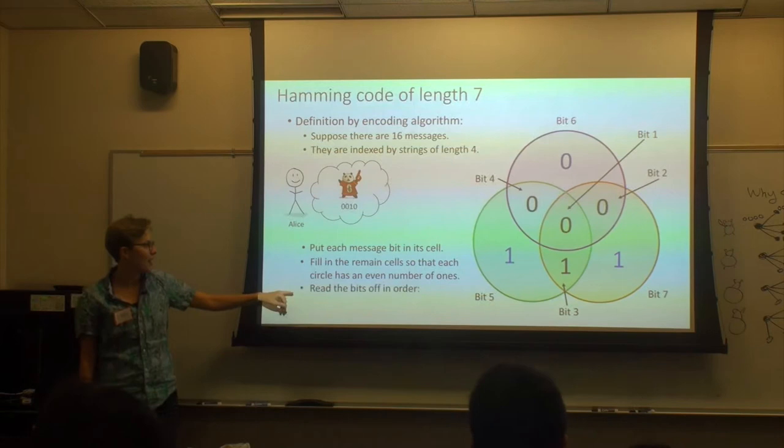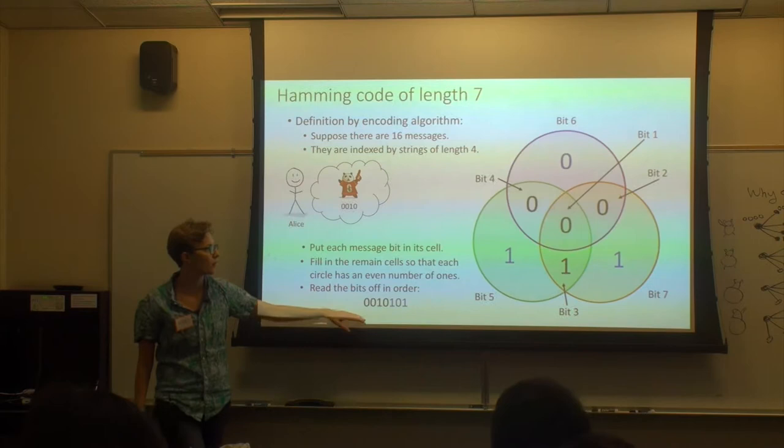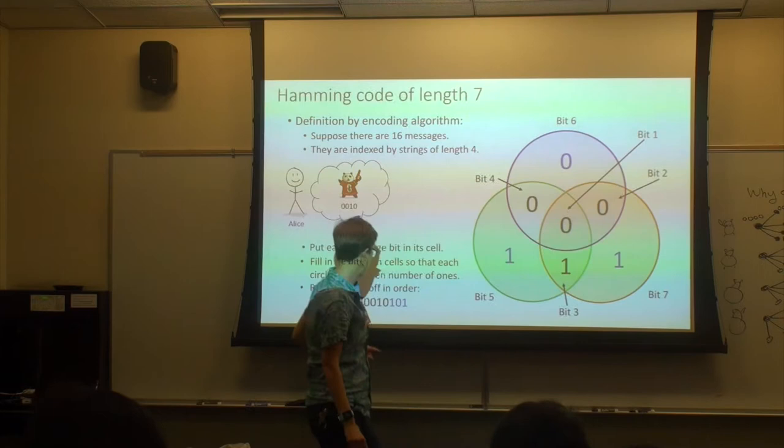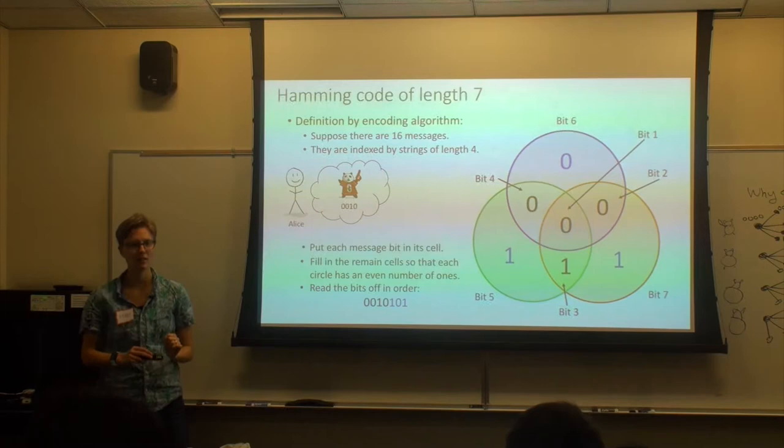Okay. And then I'm just going to read bits off in order. So I've labeled all these cells in some order, so I'm going to read them off in that order. 0010101. The encoding algorithm makes sense?